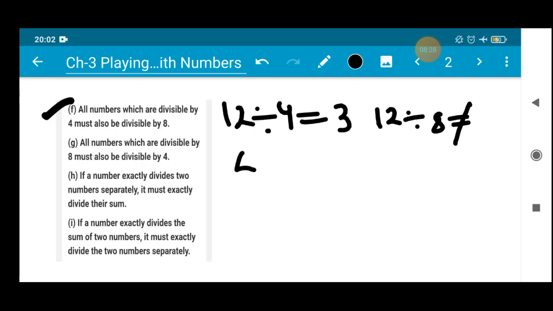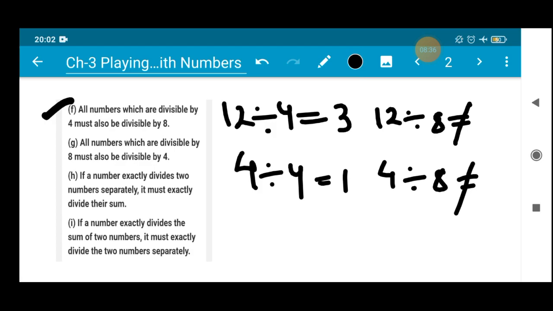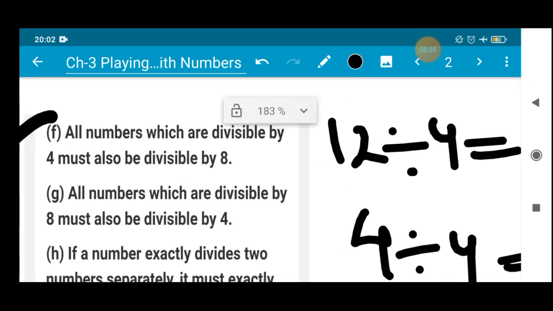Okay, let's take another example. Say we have 4. 4 can divide 4, which is 1. Can 4 be divided by 8? Not possible. It's a smaller number. So hence the statement is false. So let's write the statement is false here.